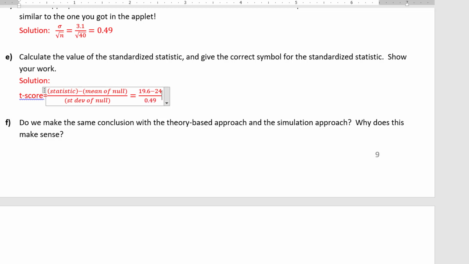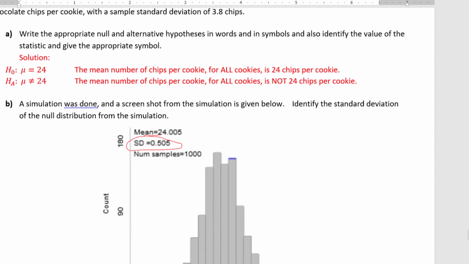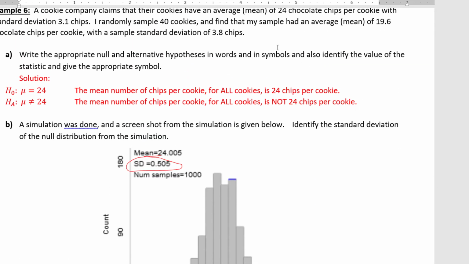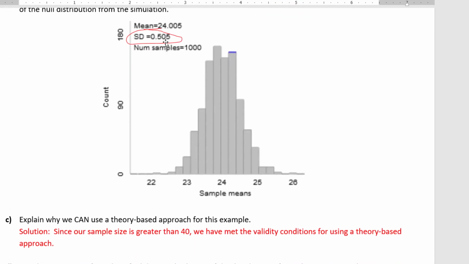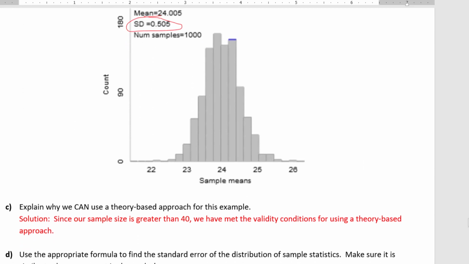I do want to make a quick note here. When you're dealing with quantitative data, you often are going to have several standard deviations going on in your problem. In this problem, for example, the population standard deviation was given to us, 3.1. We had a sample standard deviation from our sample of 40 cookies, so our sample standard deviation was 3.8. And we also have the standard deviation of the null distribution, which is about 0.5. That's also called the standard error.